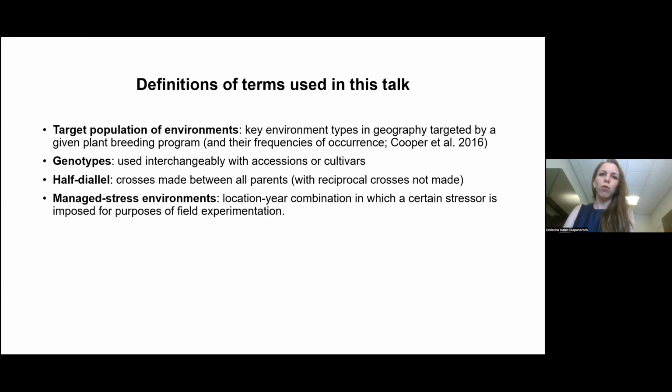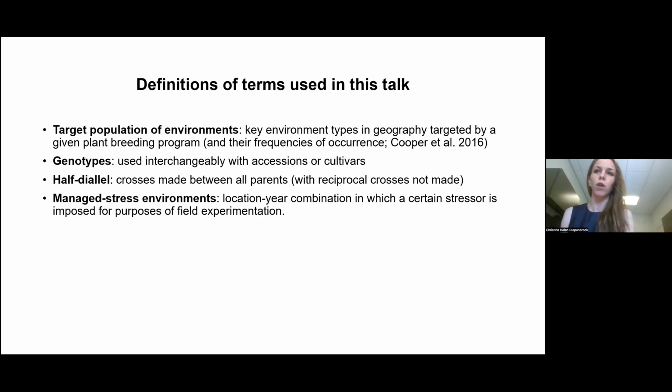We do speak quite frequently within breeding efforts of the target population of environments. And this would be defined as the key environment types within the target geography for a given plant breeding program. So the geography for which a given program is breeding, we would think about the key environment types or production environments or settings in which these crops are being grown. We would also consider the frequencies of occurrence of these environment types. And Mark Cooper and team have a great set of literature on that topic.